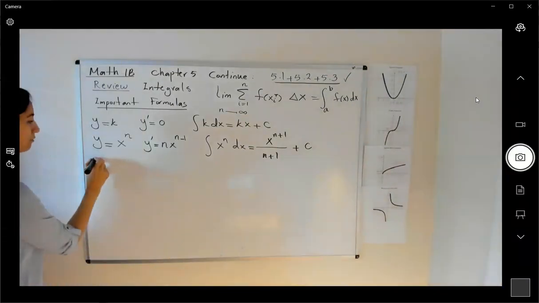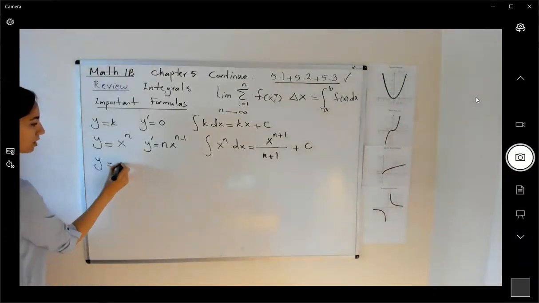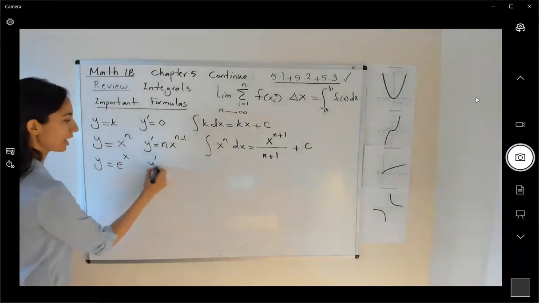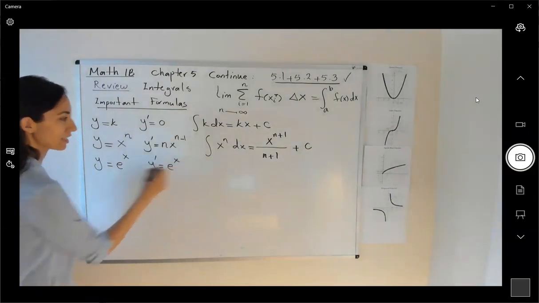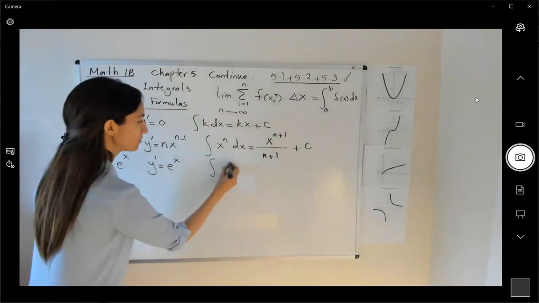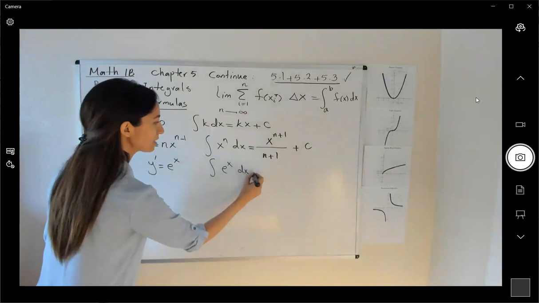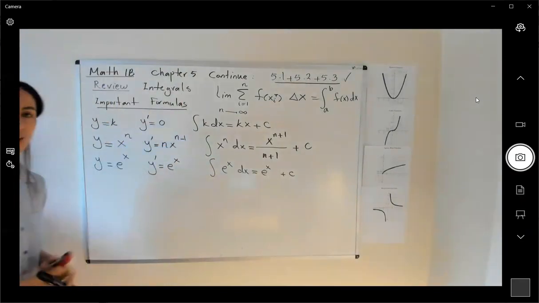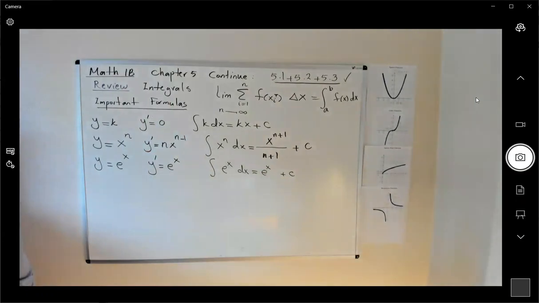We learned that if we have an exponential function like e to the x, the derivative of e to the x is e to the x. And the integral of e to the x with respect to variable x is e to the x plus the constant of integration. Let's see what else we learned.